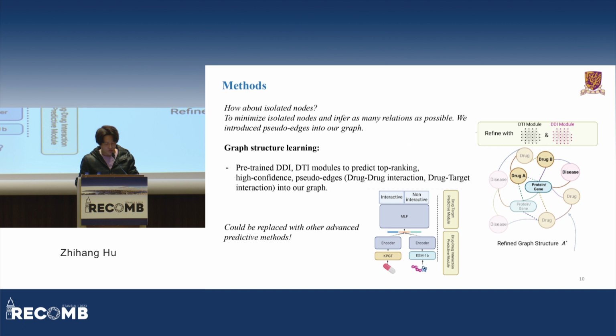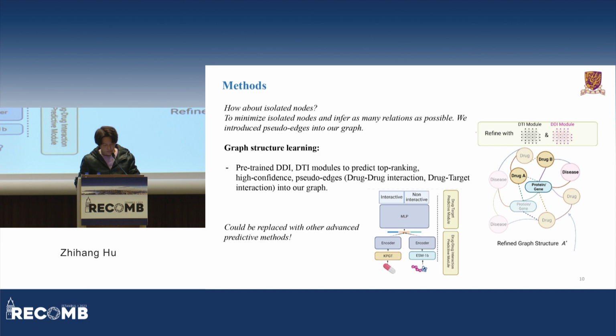As shown in the figure, there are some lines represented as dots, which are those generated pseudo edges. Notably, our pre-trained DDI or DTI module can be replaced with other advanced predictive methods. Here we just use a simple MLP plus encoder architecture for our pre-trained modules. After this step, there will be few isolated nodes left in our heterogeneous graph.